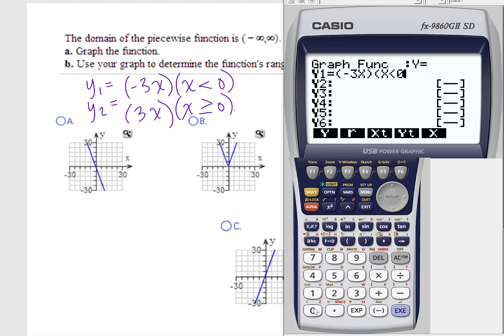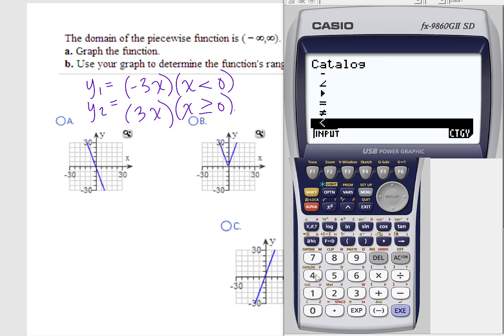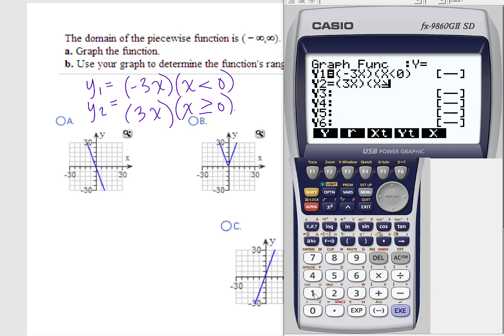0, close my parentheses off, execute, so it takes me to the next row. Again, in parentheses, this time we're saying, okay, we want you to follow 3x. And then open up a second set of parentheses when x is greater than or equal to. So again, Shift 4 to get to your catalog. Scroll down. There we go, greater than or equal to 0.